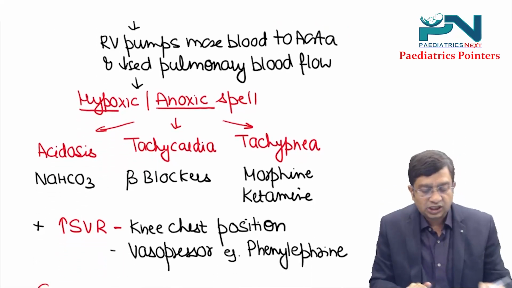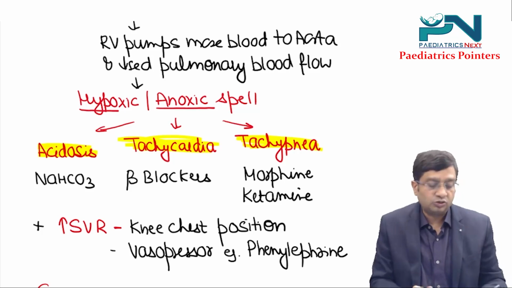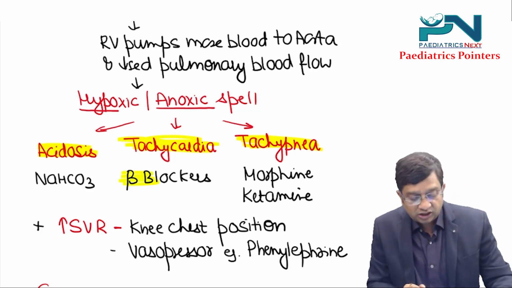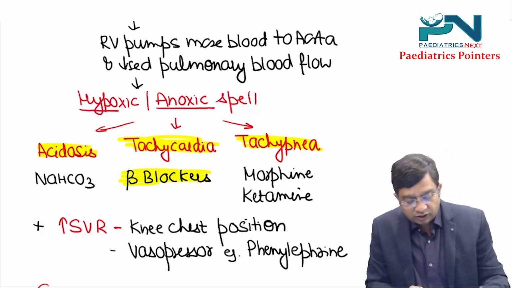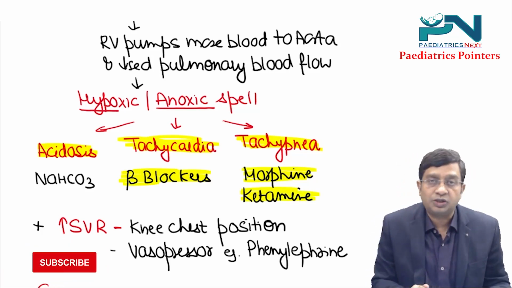Due to this hypoxic spell, there is presence of acidosis, tachycardia, and tachypnea. For the treatment of acidosis, you give sodium bicarbonate. For tachycardia, you give beta blockers, you can give propranolol, esmolol. And for tachypnea, you need to depress the respiratory center, so you give morphine, or you can very well give ketamine also.